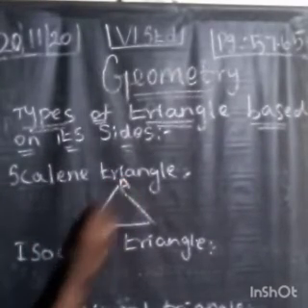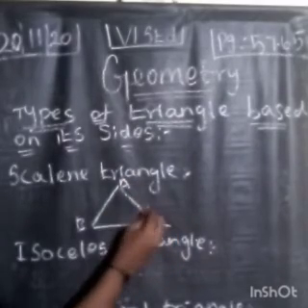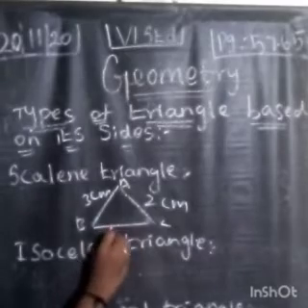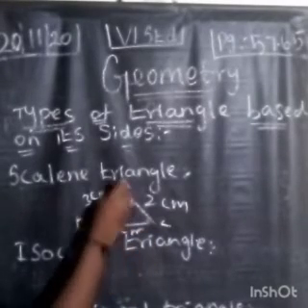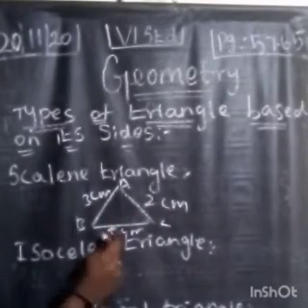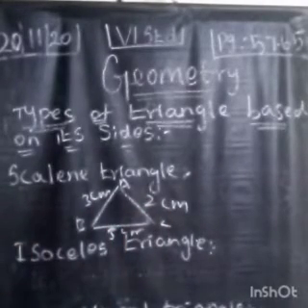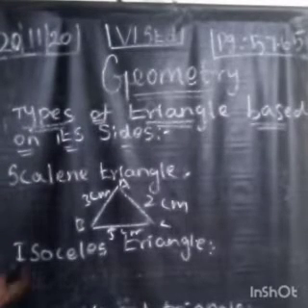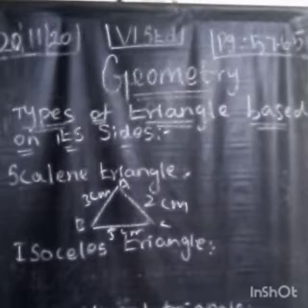So A, B, C. AC has 2 centimeter, 3 centimeter and then 5 centimeter. So here the three sides of the triangle have different lengths. These triangles are called scalene triangles. The next one is the isosceles triangle. Isosceles triangle means if two sides of the triangle are equal in length, then it is called an isosceles triangle.